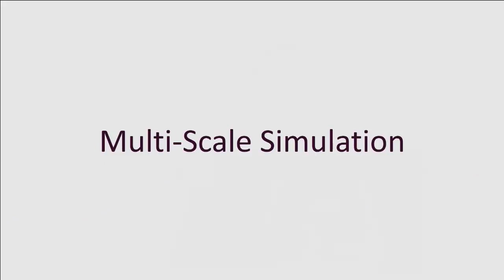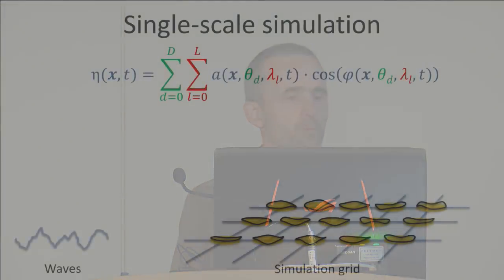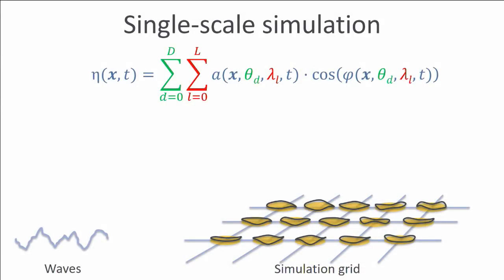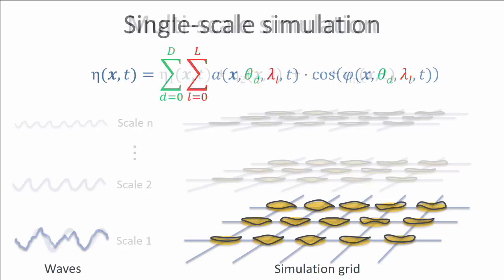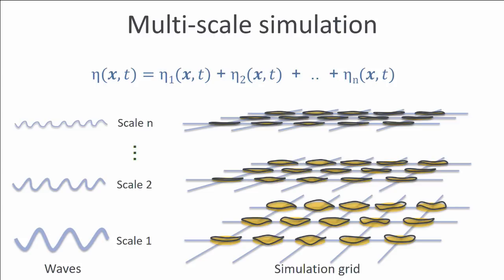Another concept I'm going to present is a multiscale simulation. So far, we worked with a single simulation grid that worked on all the wavelengths, from really small ones to really big ones, right? Now the idea is to run multiple separate wave simulations, each acting on a different scale, so on a different wavelength, as indicated here on the left. The final wave displacement is then just a superposition of all these individual simulations. Okay, what does this buy us in practice?